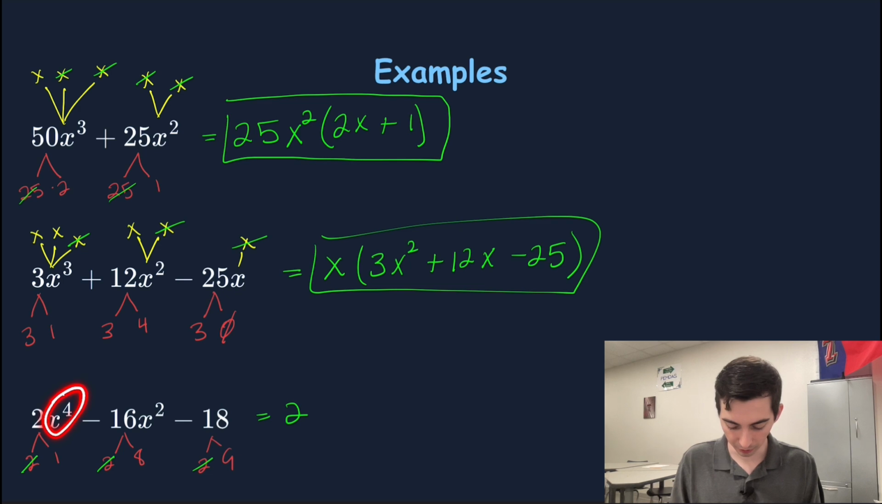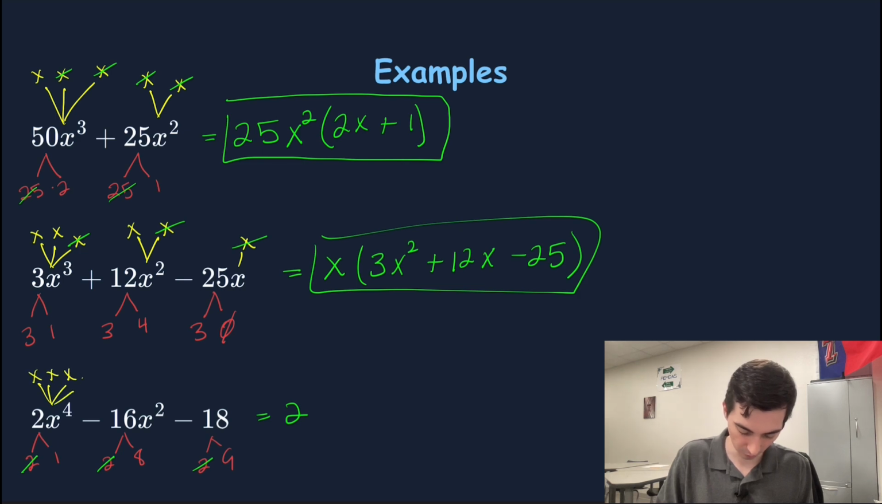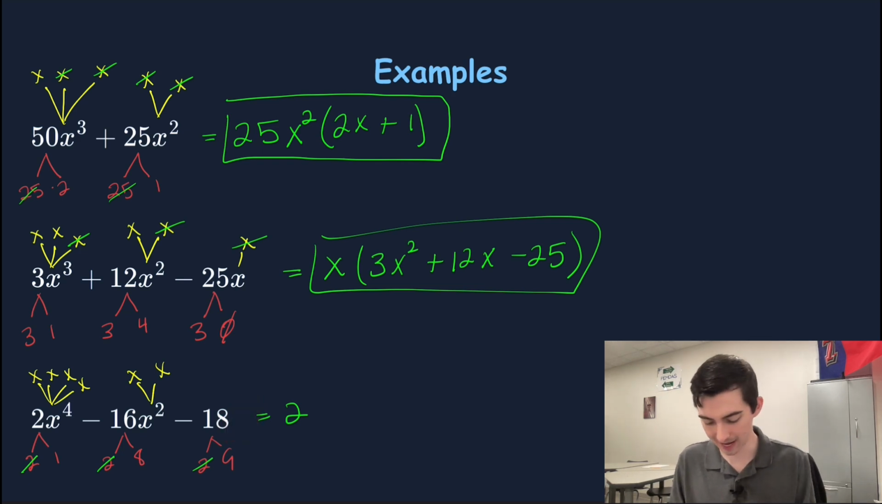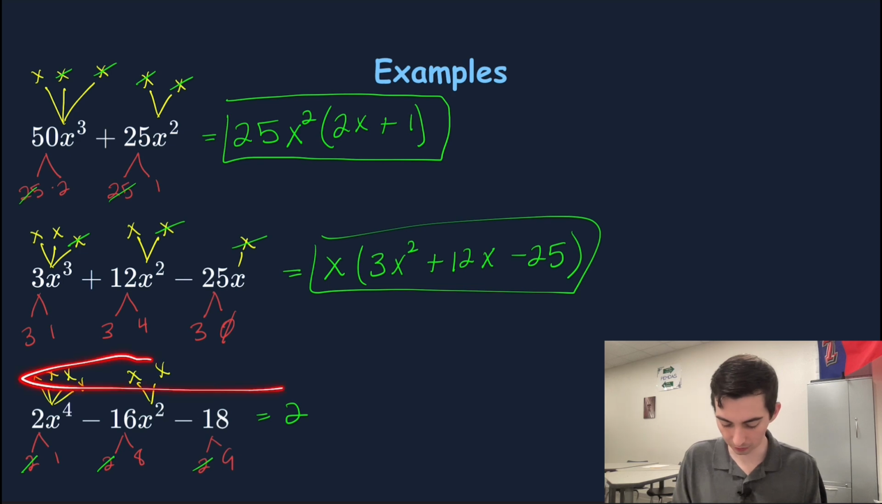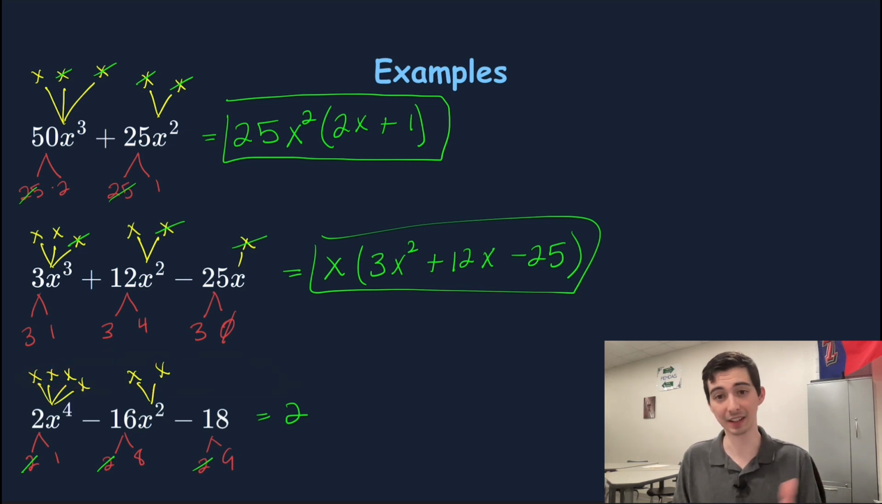And so now when I come and look at variables, I've got x to the 4, I've got x squared. So we can do this if we want. This time we're going to have 4 x's, and here we're going to have 2 x's. But I don't have any x's attached to this 18. So I can't cancel out x's from all of these terms since this 18 doesn't have anything. So all I have is this 2 for my GCF. And so now let's divide everything by that 2.